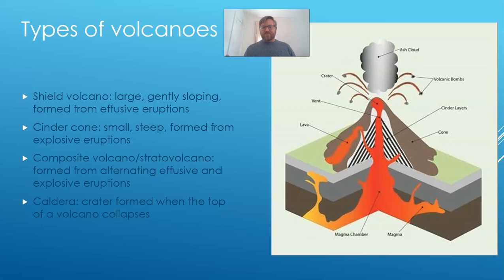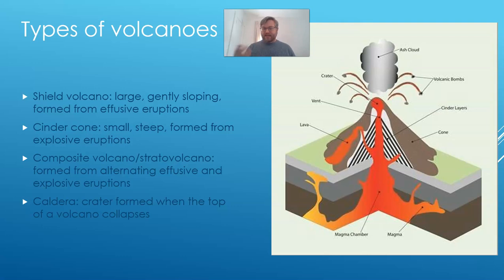So composite volcano is kind of in between. It's a combination of the broad, flattened shield volcano from predominantly effusive eruptions or the small, steep volcano that you get from predominantly explosive eruptions.